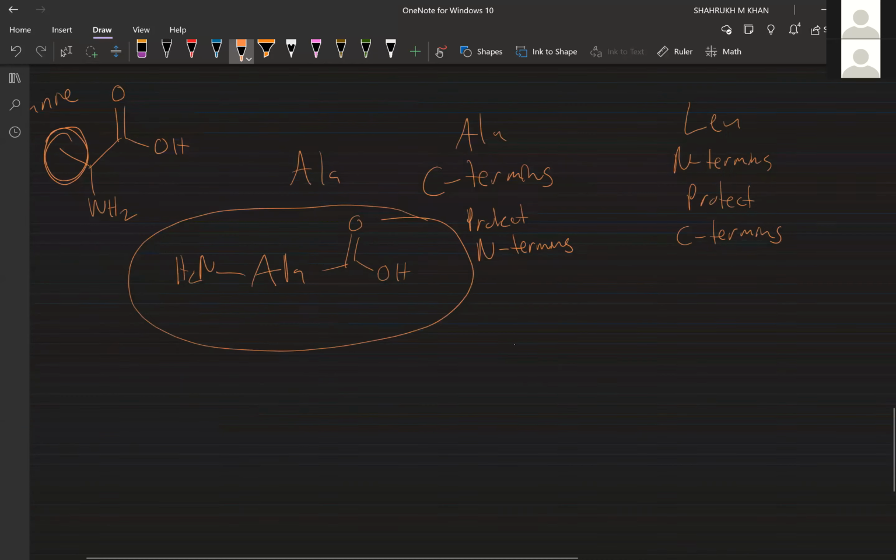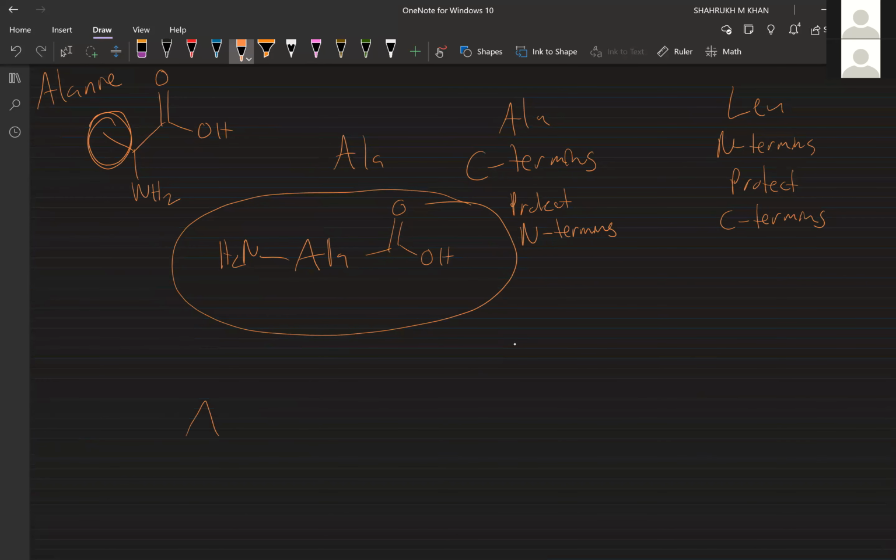So let's start with ALA. You're doing N terminus protection. What's one of those groups you learned to protect nitrogens? Yeah, the Boc group. Gigantic, big old group there. It's good for protecting a variety of amines, and I think it works on alcohols too.